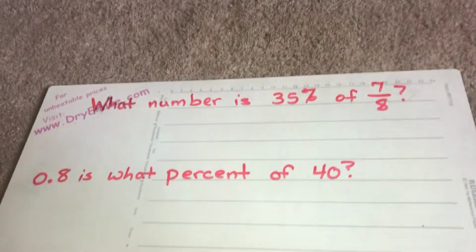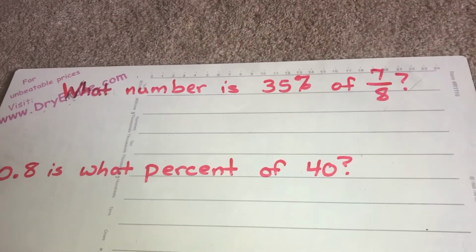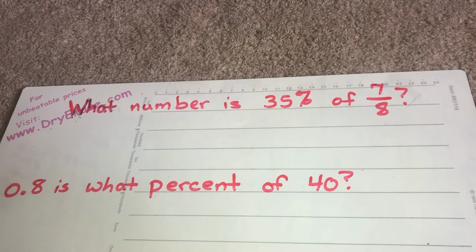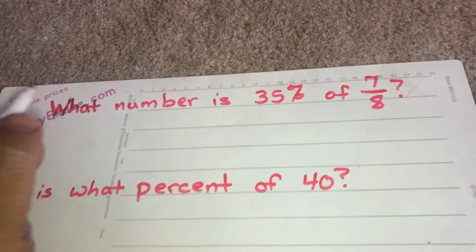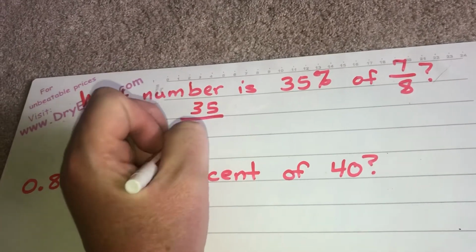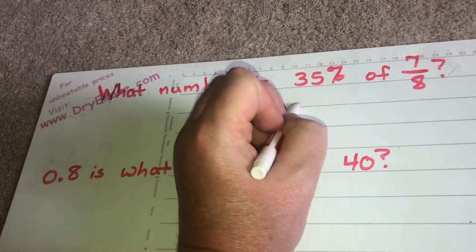What number is 35% of 7/8? Well, this one's a little bit different now because we have a fraction. What number is 35% of 7/8? So first of all, 35 over 100 of 7/8. 7/8 is the total group.